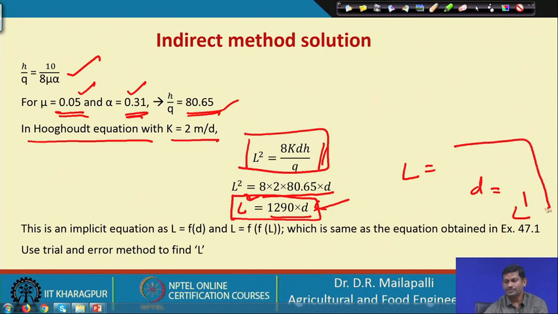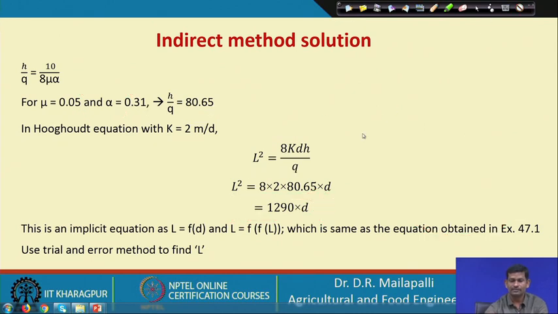Now, you just check these two L's whether they are equal or not. If they are not equal, again take this value as the initial guess, find out D and the new value, and see again whether they are equal or not. So, we will follow the same procedure here. So, this is the indirect way of giving the solution when you combine the simple Hooghoudt equation with the Glover-Dumm equation.